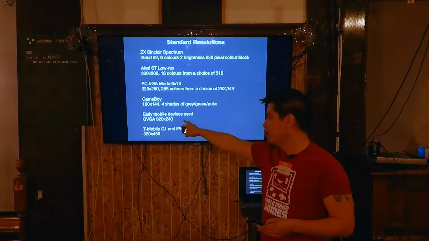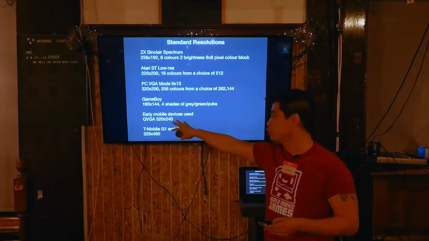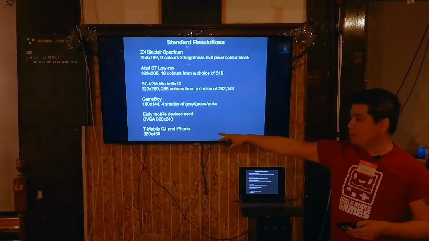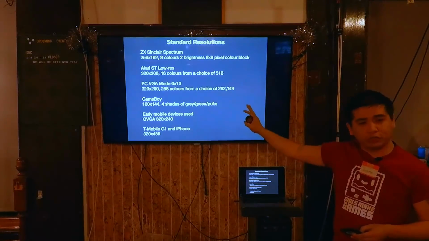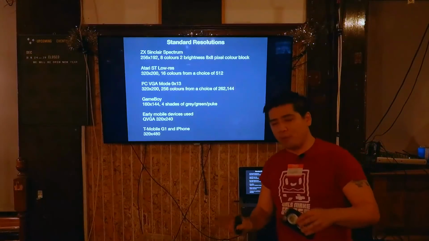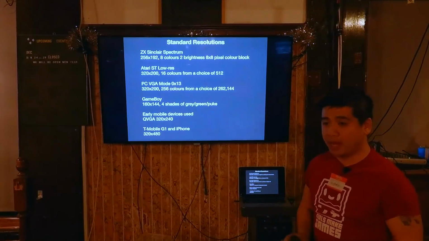And early mobile devices like the Windows Mobile device were 320 by 240. And the T-Mobile G1 and the iPhone came out at 320 by 480. These are all standard resolutions. You knew where you stood. You made a game, this is the resolution you made it at.